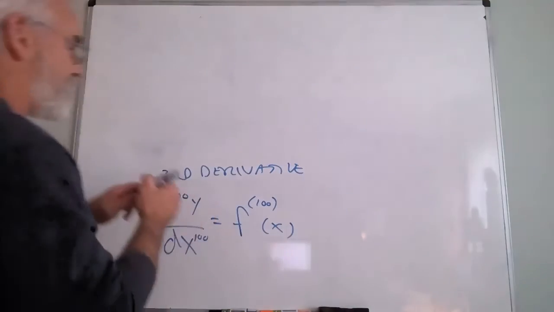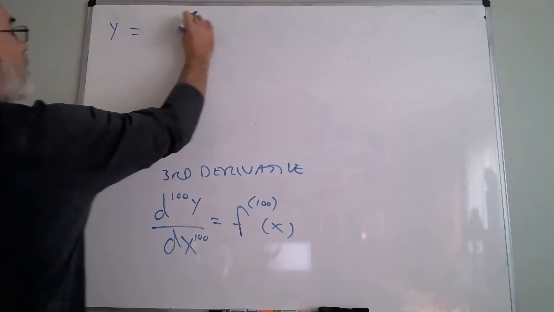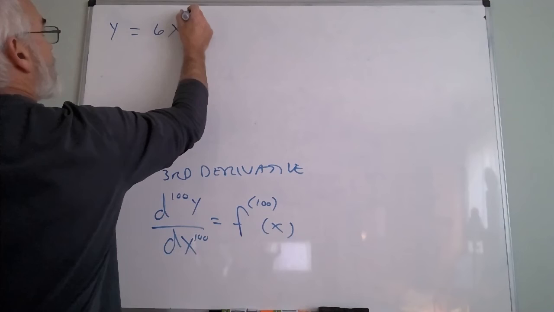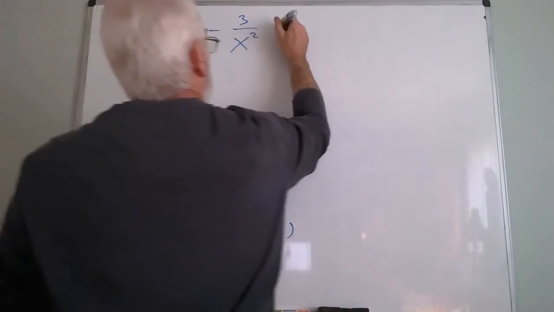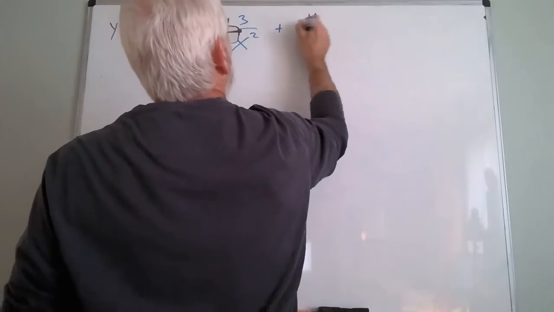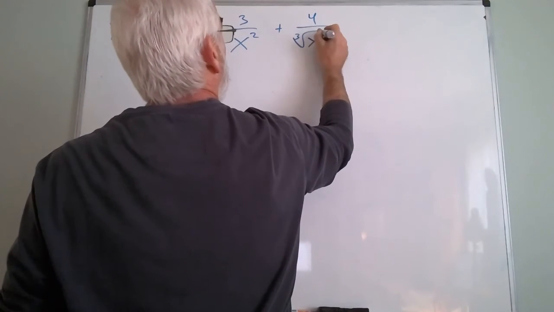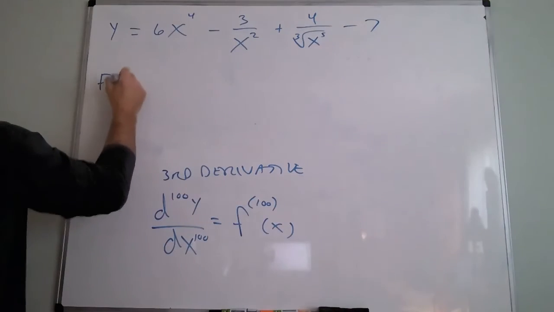So let's do one more simple example I'd like everybody to do. For y equals, let's say, 6x to the 4th minus 3 over x squared plus 4 over the cube root of x to the 5th power minus 7. There we go. That's just evil enough.